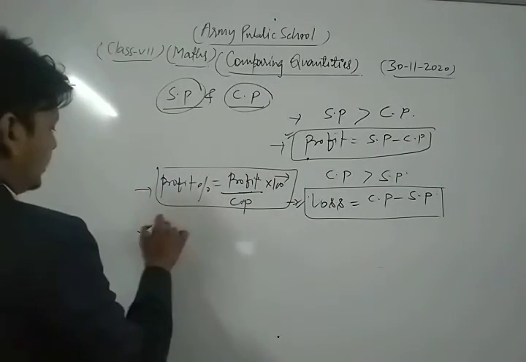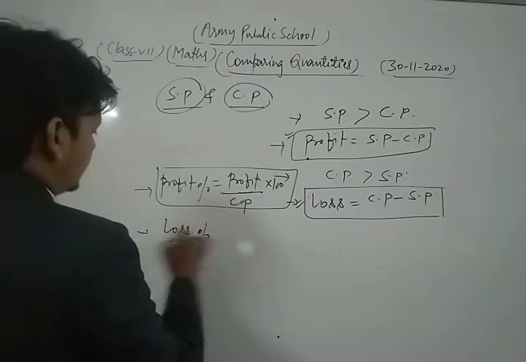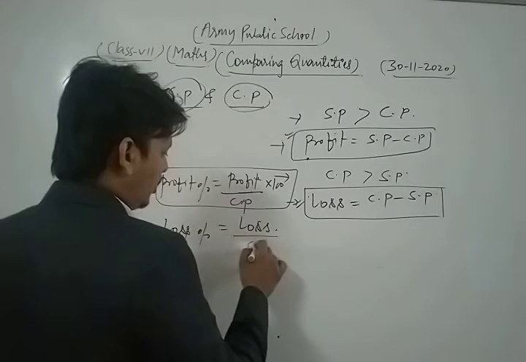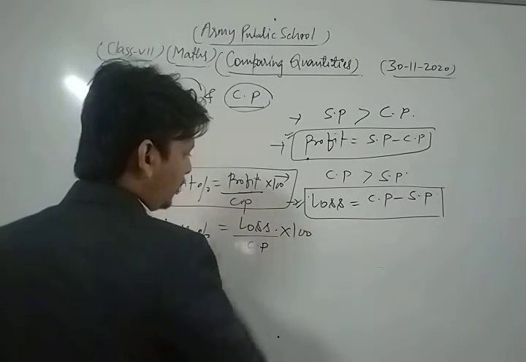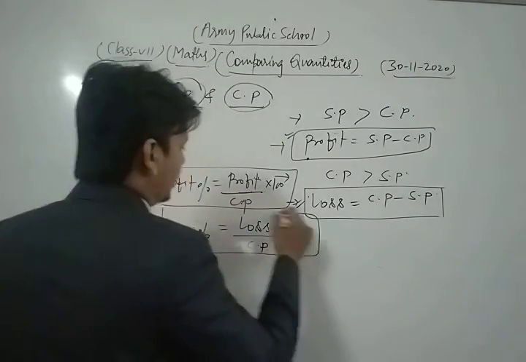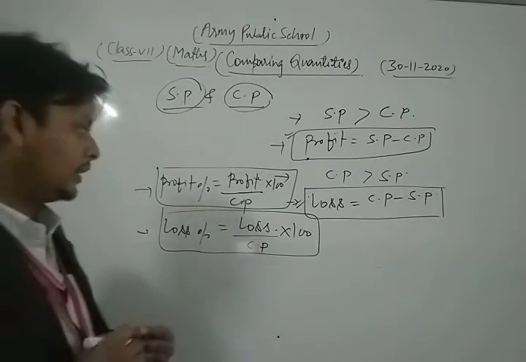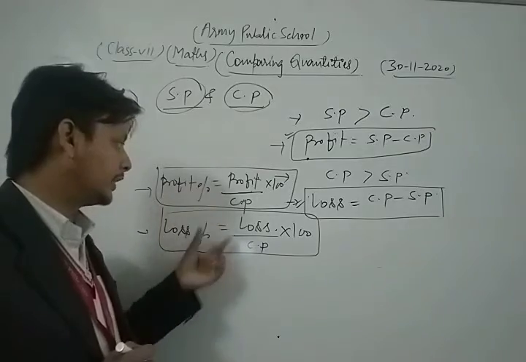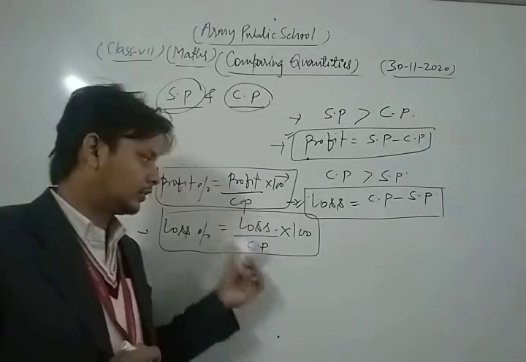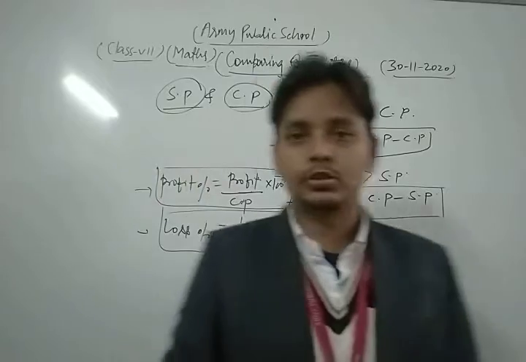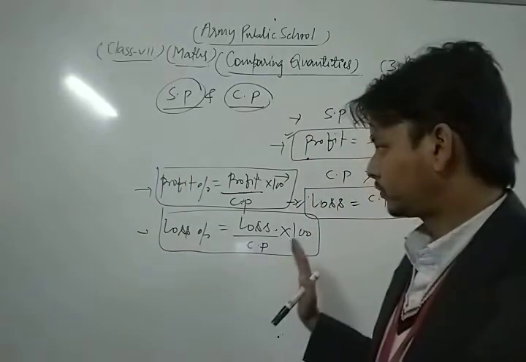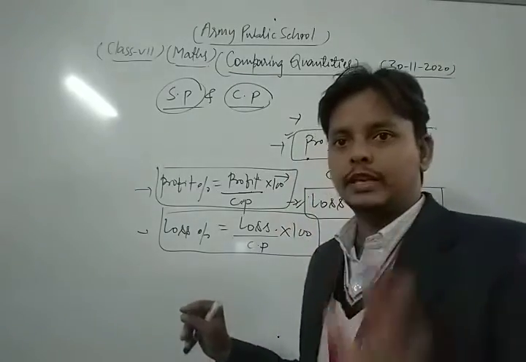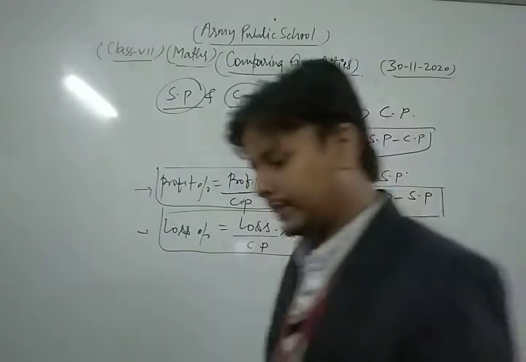And next, the formula for loss percent. The formula for loss percent is loss upon cost price of that object into 100. Now look at this: in both formulas, profit percent and loss percent are obtained on the cost price of an object. So this is a very important formula of your syllabus. Now we take some questions from your NCERT exercise based on profit percent and loss percent.